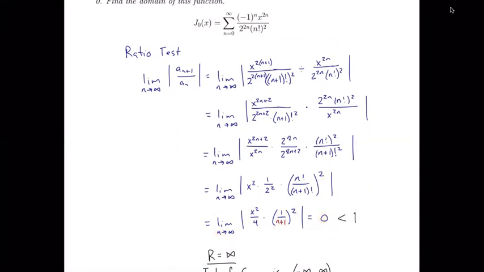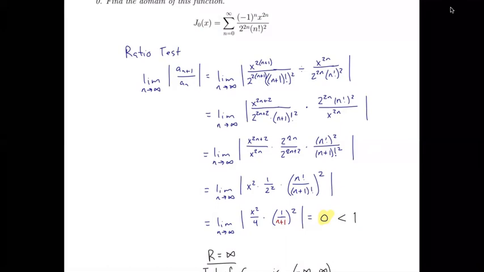We impose our condition of convergence for the ratio test. In other words, we just write less than 1. And then we note that there's nothing to solve here. This is true no matter what. So this is true for all x values. So our radius of convergence is all real numbers. So r, again, is infinity.